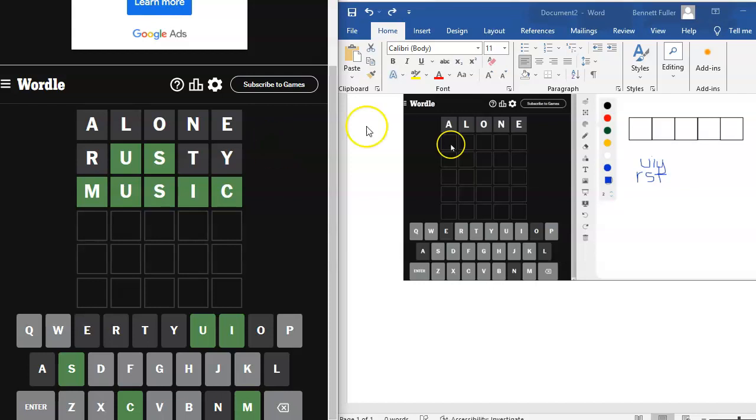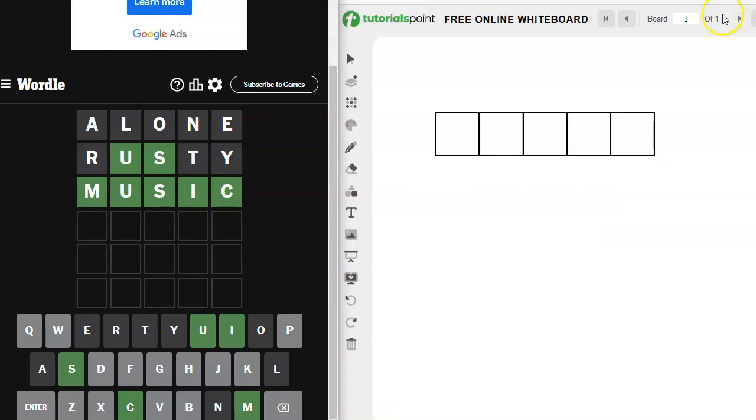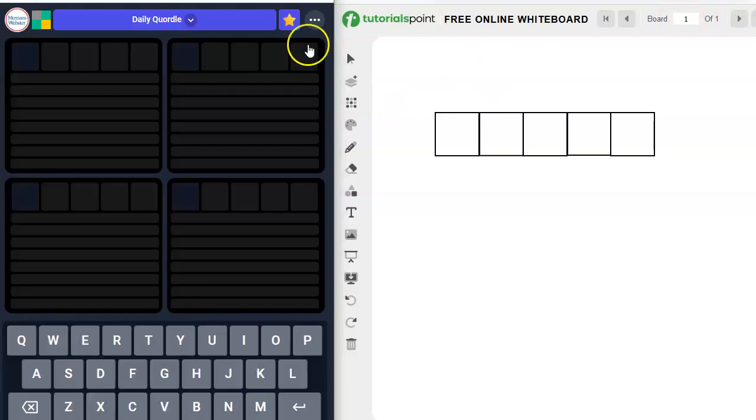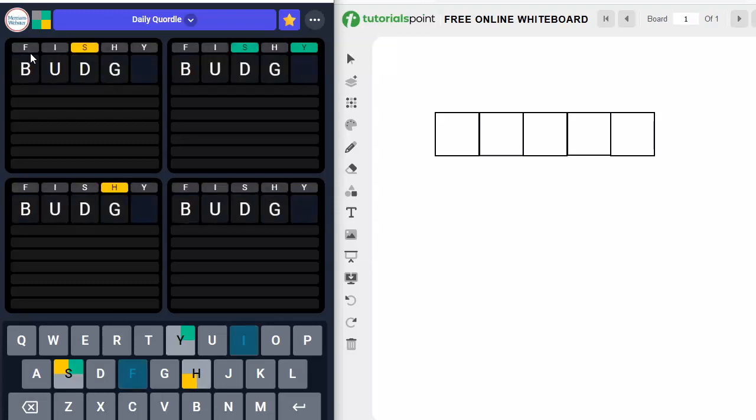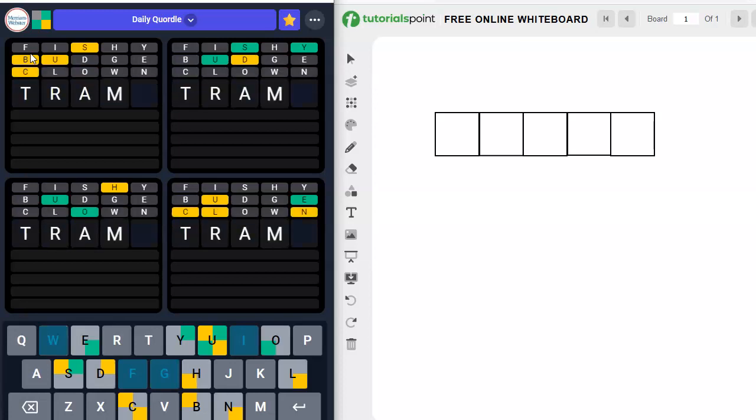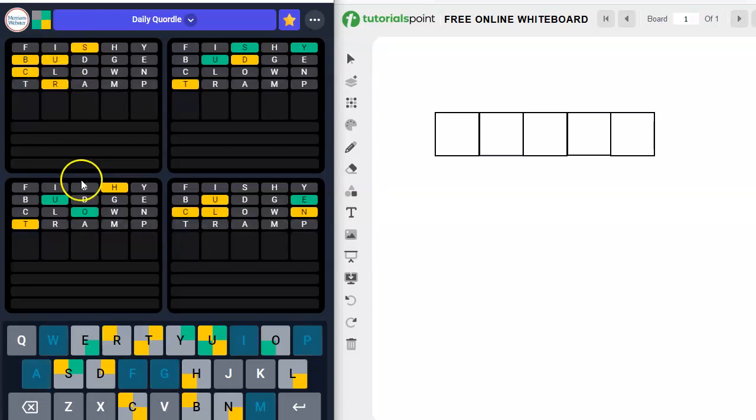Now let's switch over to Quordle. If I close my Word document and I close this, look at that. Here's Quordle. So off we go. I'm going to put in my four standard words: fishy, budge, clown, and tramp.